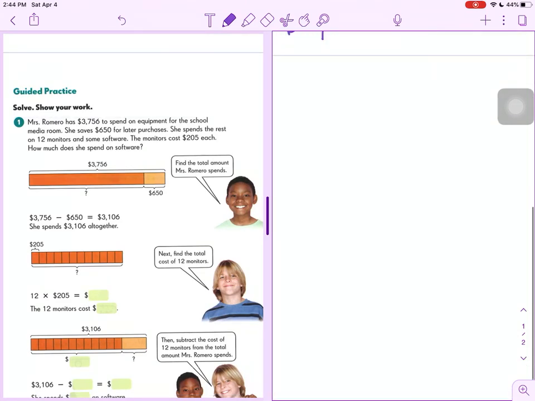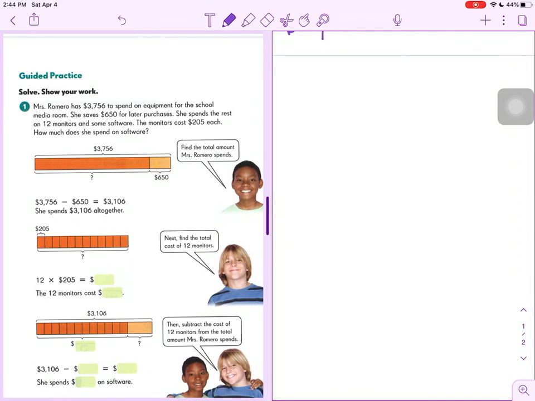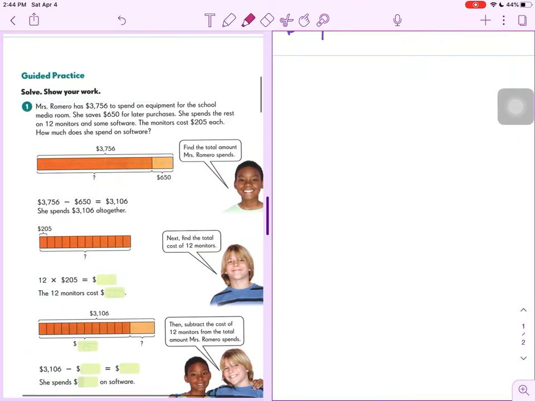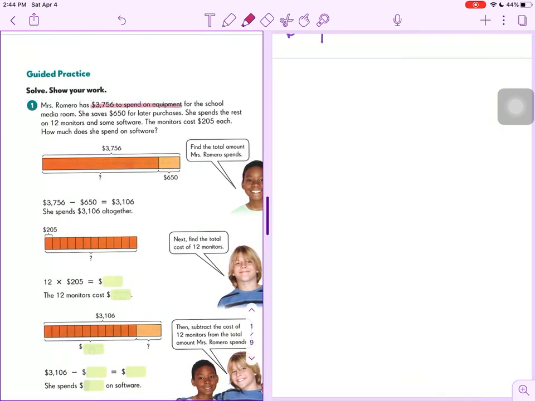Perfect. All right. So I am on the second page, guided practice. Mrs. Romero has $3,756 to spend on equipment for the school media room. She saves $650 for later purchases. She spends the rest on 12 monitors and some software. The monitors cost $205 each. How much does she spend on the software?